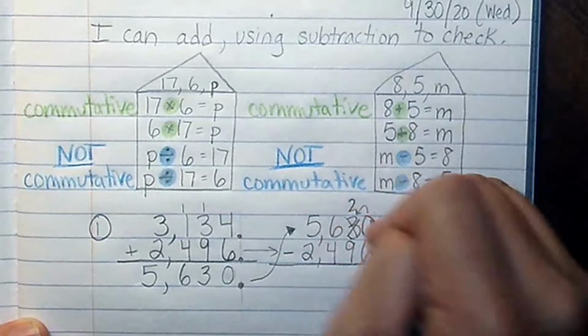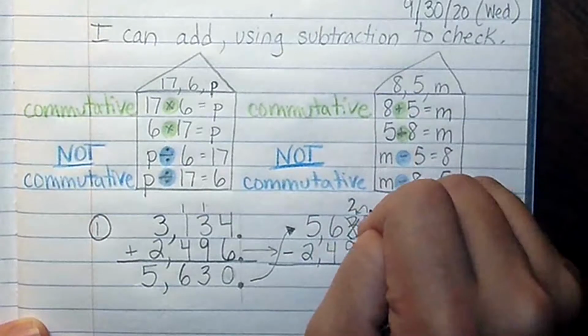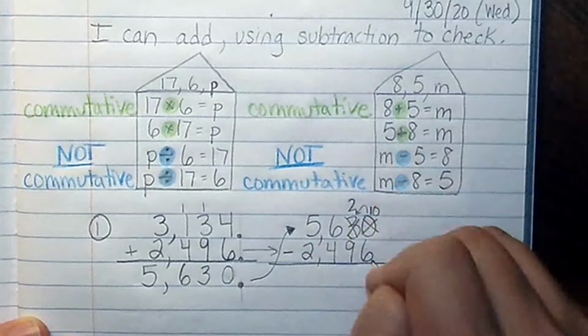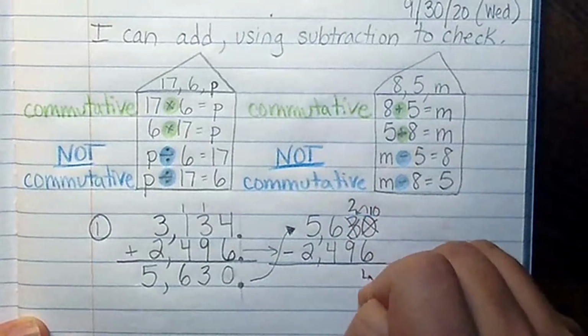And when I bring them back with me, because we're changing place values, I brought back 10. Can I do 10 minus 6? I get 4.